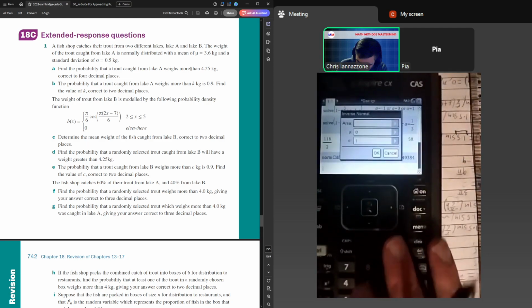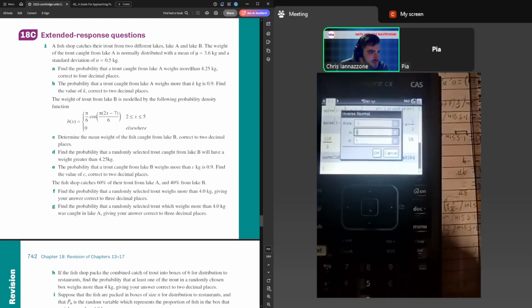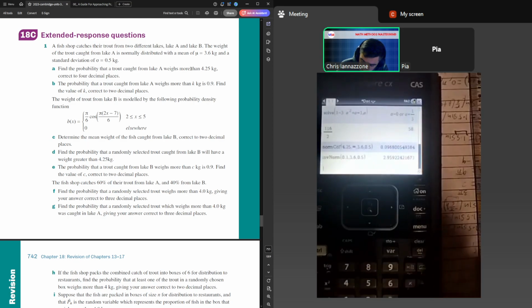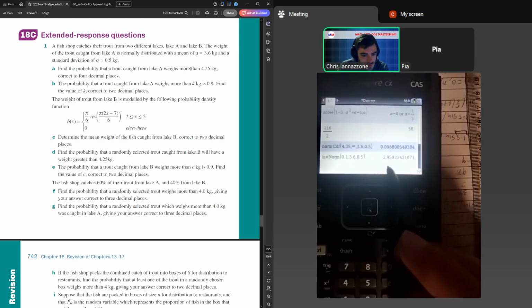Otherwise, everything else is pretty chill. You put the mean and standard deviation from before, so 3.6 and 0.5. The result that you get is kilograms. In this case, we're looking at about 2.96 kilograms for that particular thing.